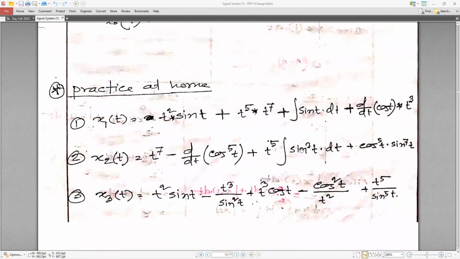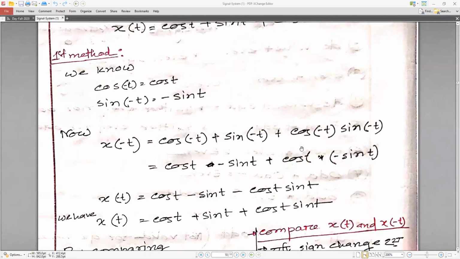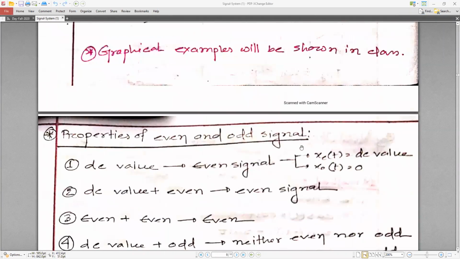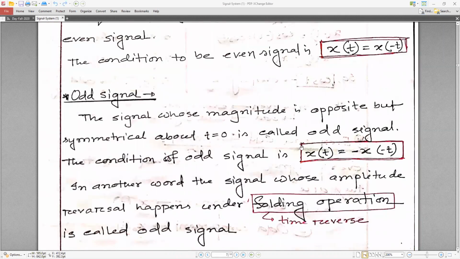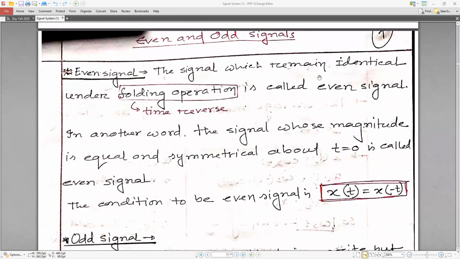Okay, so let me review a few things from the last class, because in the last class the electricity suddenly went out, so we have to check a few things again. Then your understanding will be clearer. In the last class we started even and odd signals.